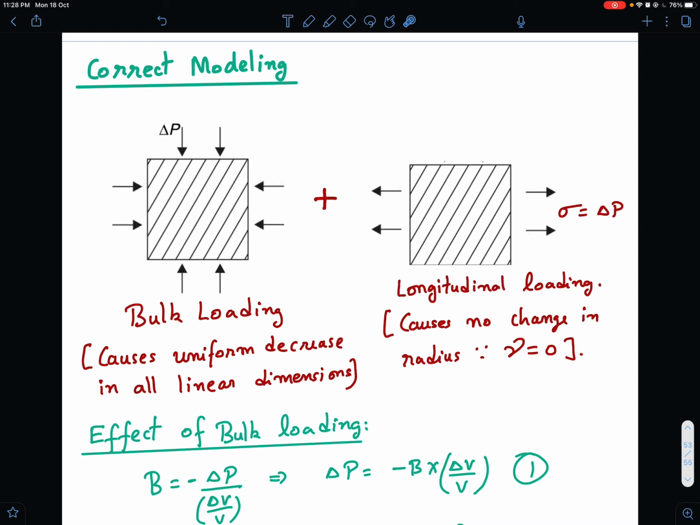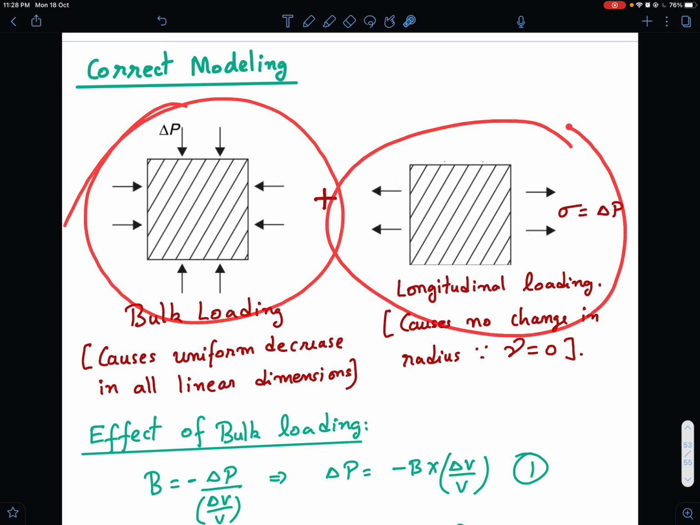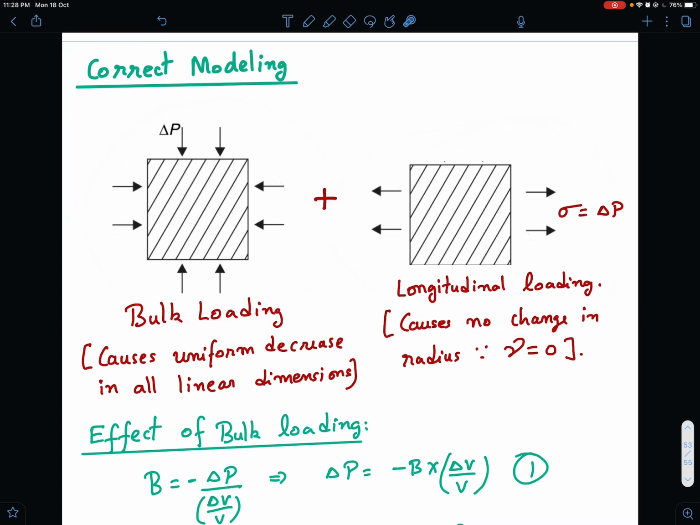I have given one video in which I found the relation between bulk modulus and Young's modulus using superposition. So if you want, you can watch that video. I'll give the video link in the description. So now I have converted the problem into a superposition of two types of loading. One is the bulk loading of delta P on all the sides, and then there is a tensile loading of delta P, okay, longitudinal loading.